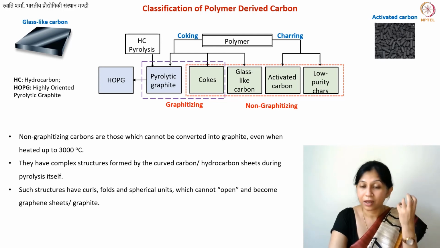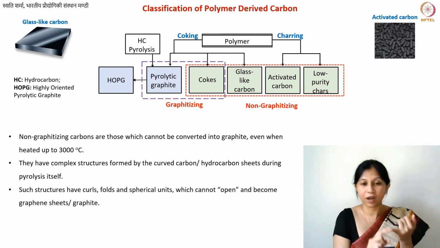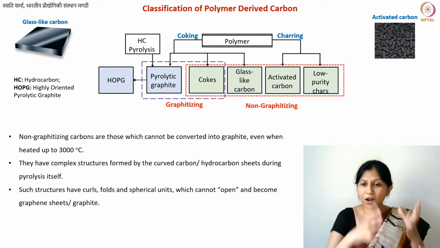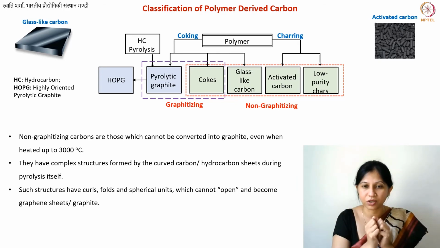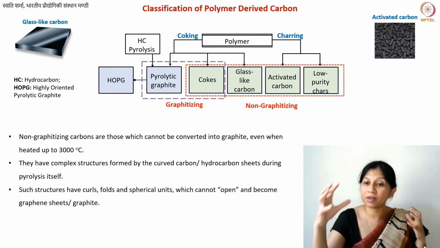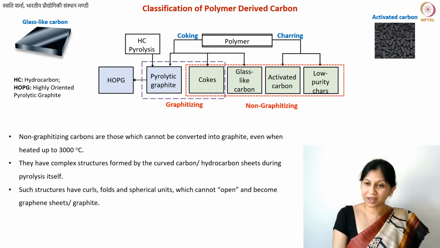They will remain curved. And that is why you're going to have a very complex microstructure. If you look at non-graphitizing carbons, what are you going to have? You're going to have a lot of curls, a lot of folded structures, a lot of curled structures, and some completely closed structures, and so on. And they can also be of different sizes. Some of them may be very small, some of them may be very large. So you can never really define a crystal structure for this kind of material.